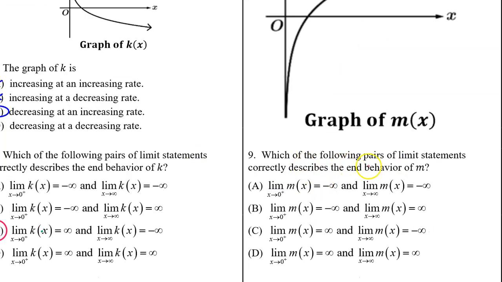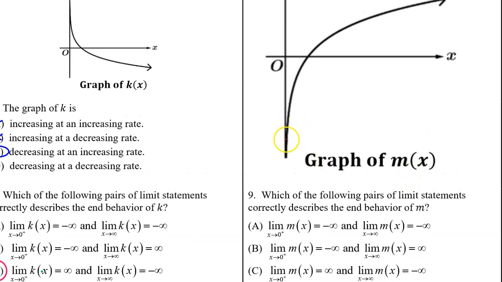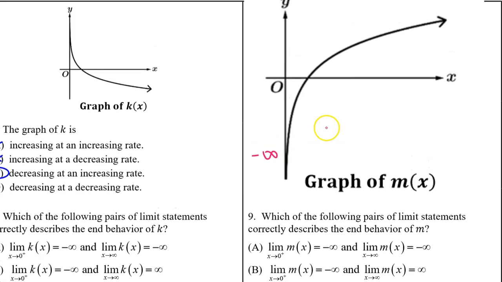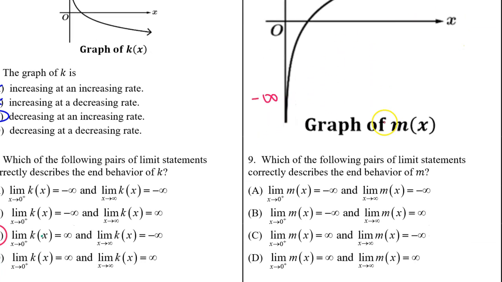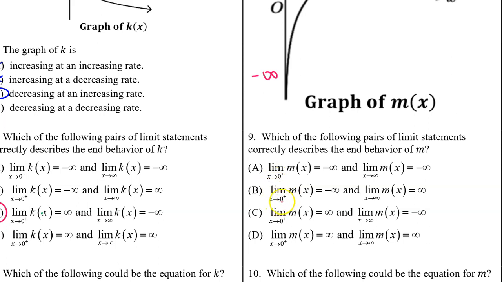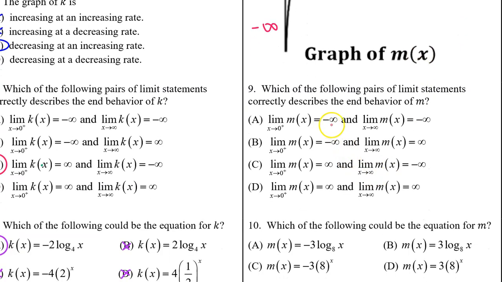Number 9, which of the following pairs of limit statements correctly describes the end behavior of m? On the left, m of x is approaching -infinity. On the right, m of x is approaching +infinity, falling on the left, rising on the right. Let's make sure that they all say x is approaching 0 from the right, so that part is correct. So we just need to look for -infinity on the left and +infinity on the right. See, negative, negative, negative, positive. The answer is B.